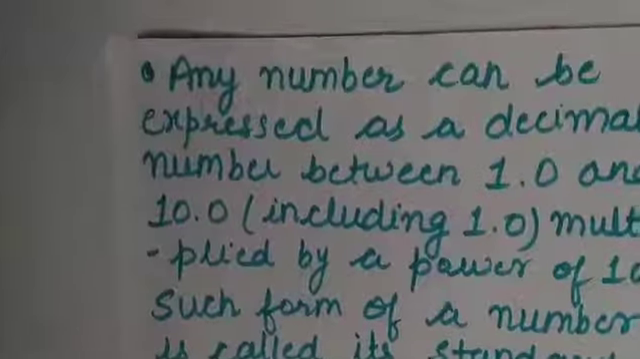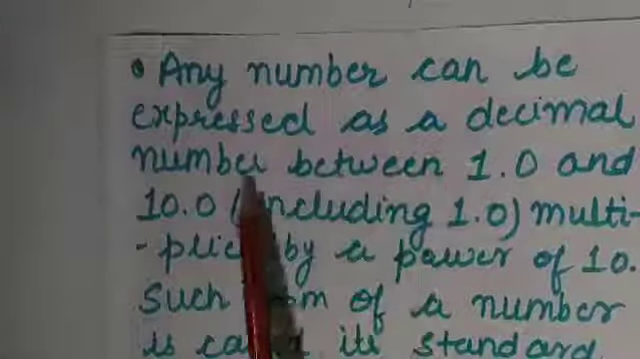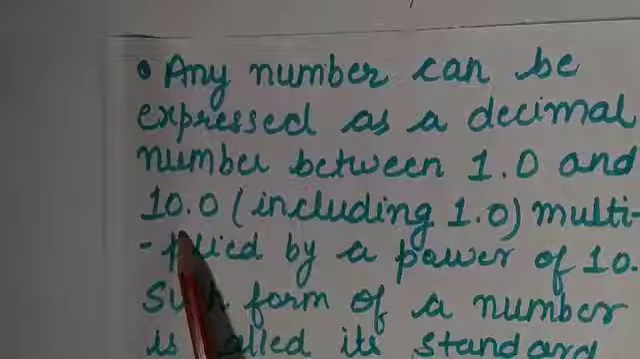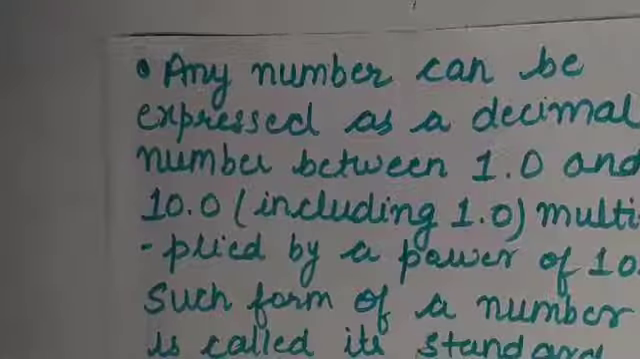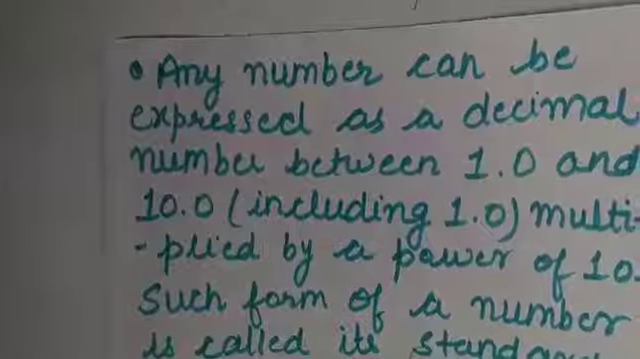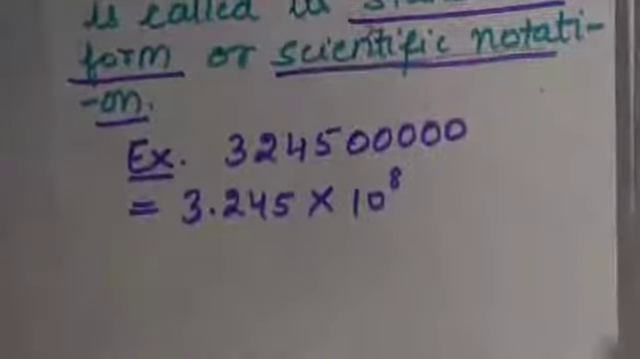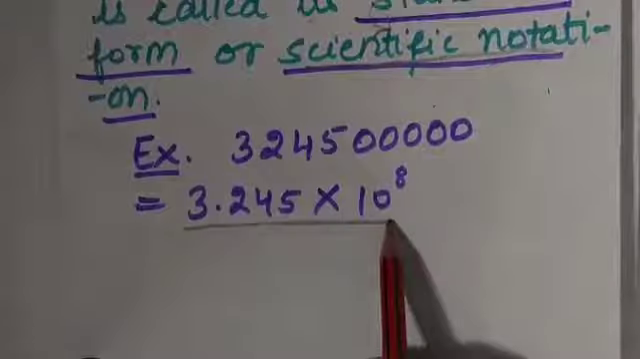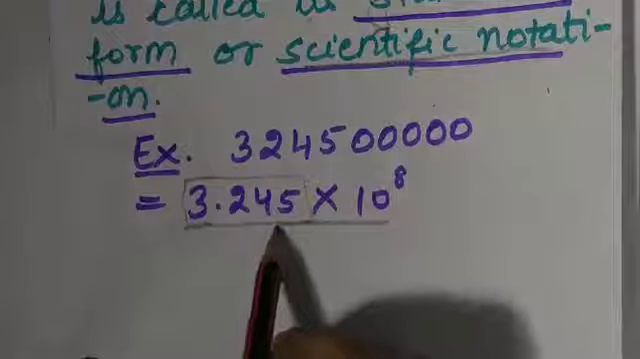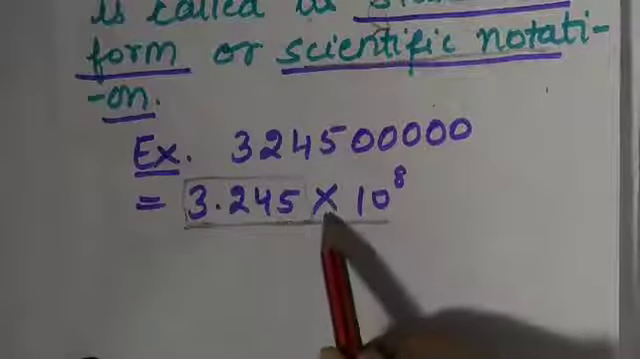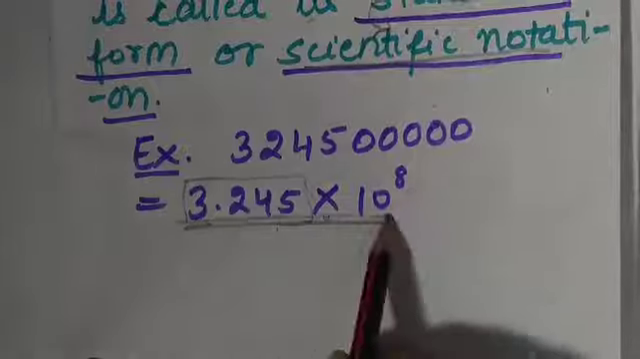So let us read it again. When any number is expressed as a decimal number between 1 and 10 and multiplied by a power of 10, then such a form of a number is standard form or scientific notation. So this is a standard form because this is a decimal number which is lying between 1 and 10, and this is also multiplied with a power of 10. So this is the standard form.